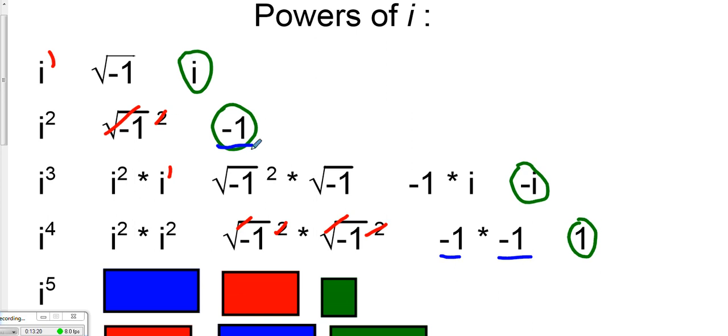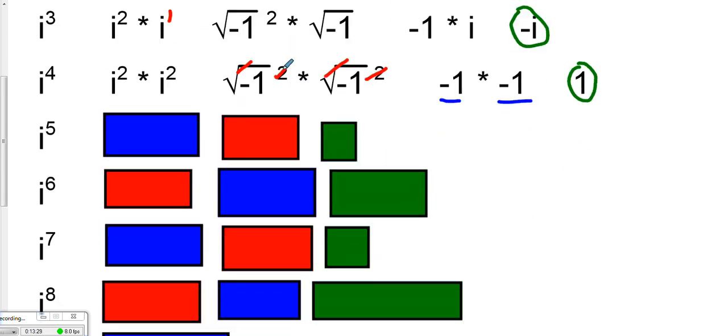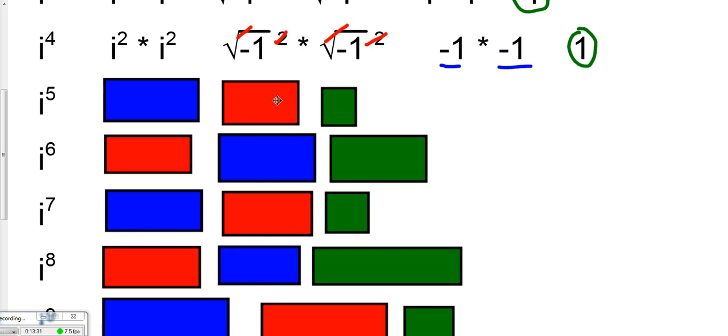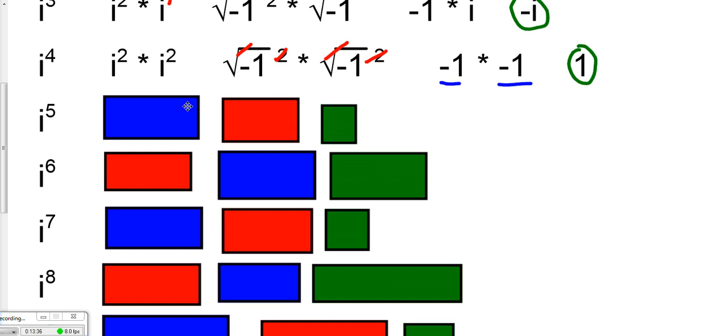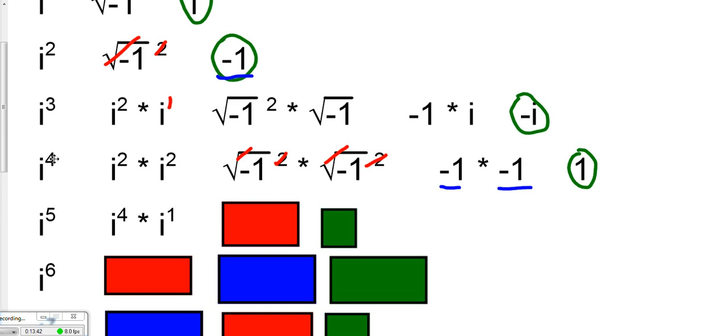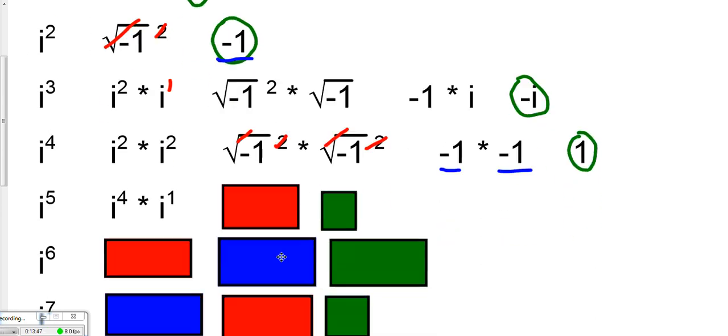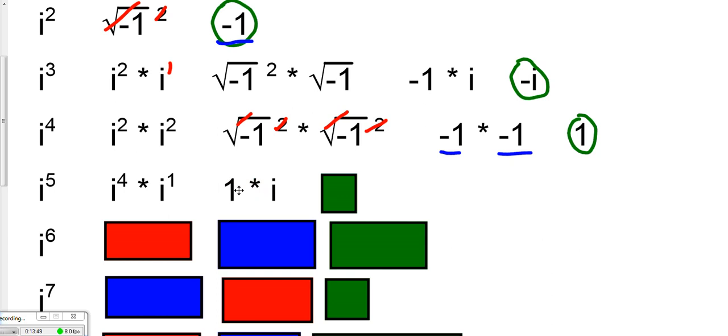Okay, these four are your most important powers of i. As long as you can remember these, everything else falls into place, and I'll show you why. We're going to do a few more of these, but remember, these are really the only four you need to know. i to the fifth power, you can break apart into i to the fourth times i to the 1. Now we've already said i to the fourth is 1, and i to the 1 is just i, meaning we've got 1 times i, which is just i.